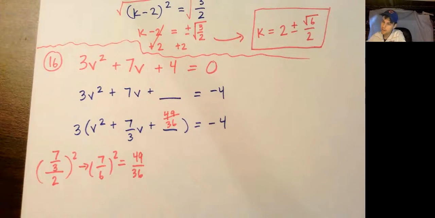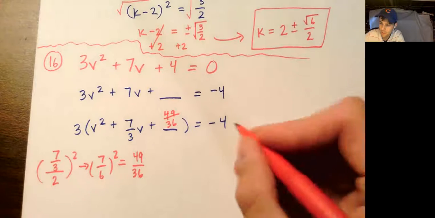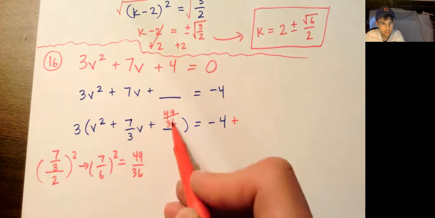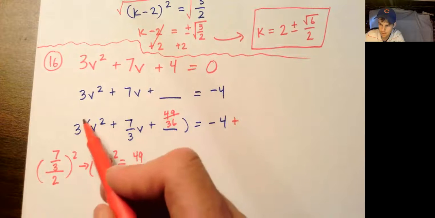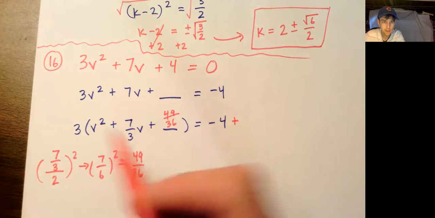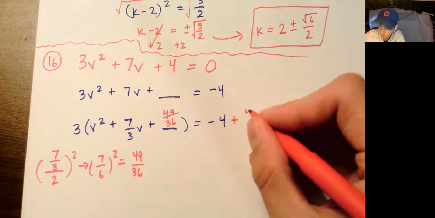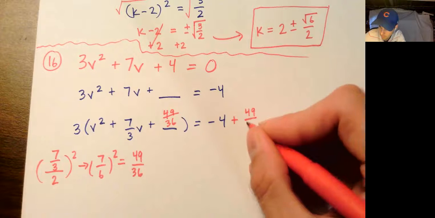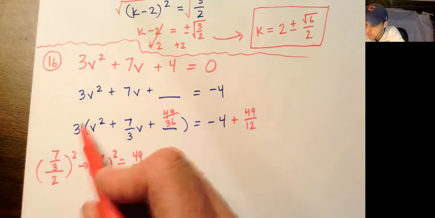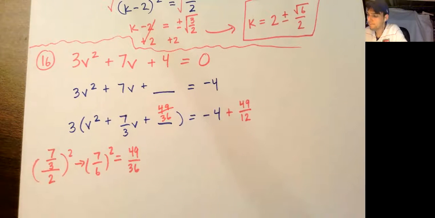But remember, I'm just adding that to this side, so I need to add it to the other side, but don't just add 49 over 36, because really it's 3 times that. The 3 would cancel with the 36. They're both divisible by 3, so that would really be 49 over 12. Right, because if I multiply this by 3, the 3 cancels, becomes 1, and 36 becomes 12. So that's where we end up with that.